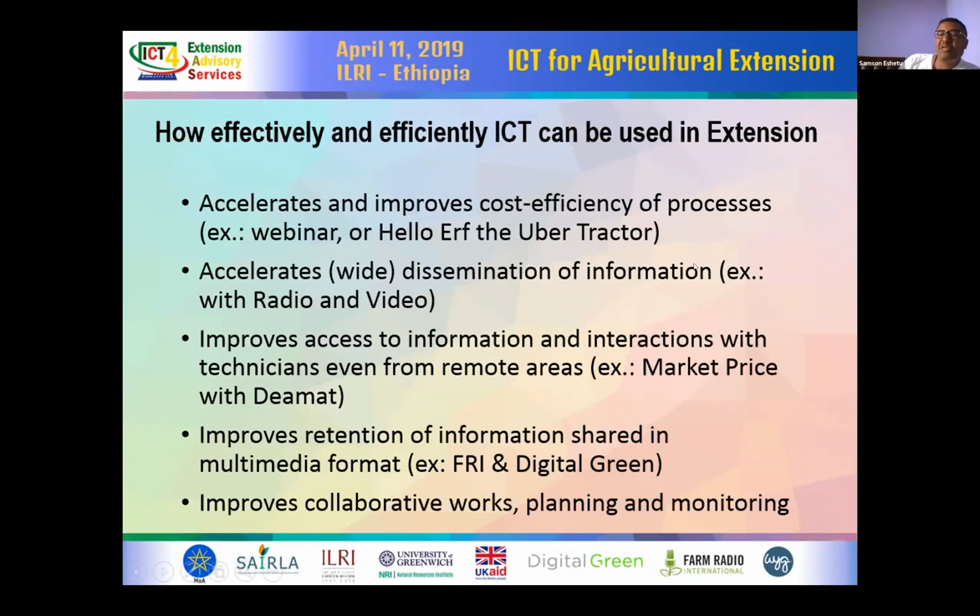For instance, using a webinar, the experience that we are applying right now, wherever we are, we can come to one platform and share our experience without any traveling. That really makes us more cost effective. The experiences shared during the ICT marketplace, like Hello ARF and Uber Tractor, are also examples that make our extension service delivery cost efficient. The other important thing is that it accelerates wider dissemination of information. For instance, with radio and video, you can reach critical mass in real time within a short period of time, so that the cost can still be effective.